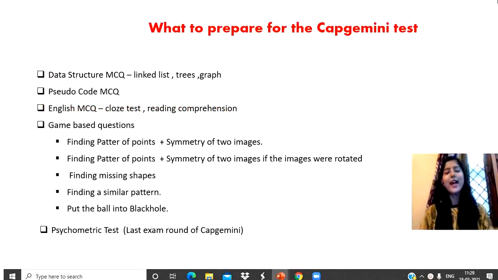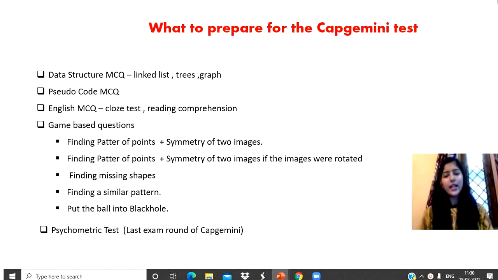So basically, as you all must be knowing, we have various rounds this time in Capgemini, right? In the first round, students are getting data structure and pseudocodes. Regarding data structure, what kind of questions are students getting? After proper analysis, we came to know that most of the questions are from linked list, trees, and graph.